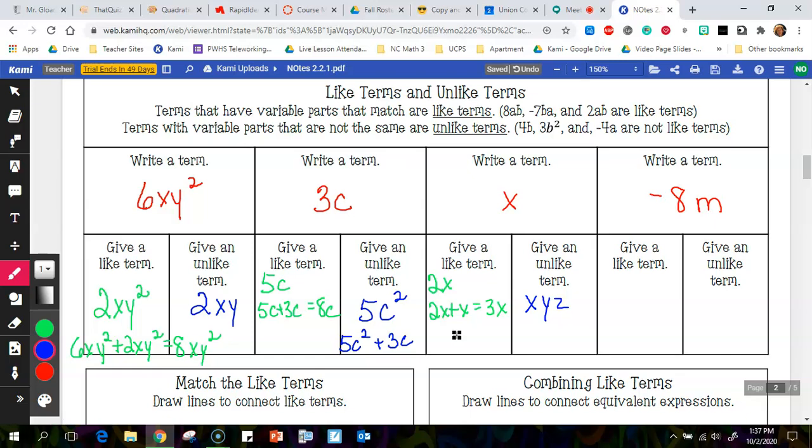Okay, negative 8m, like term to negative 8m, 7m. And 7m minus 8m would equal negative 1m. An unlike term, 2a. Well, I've got exponents of 1 on both of these, but they're different variables. The variables have to be exactly the same.